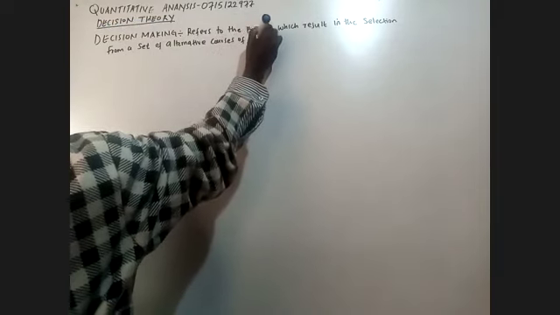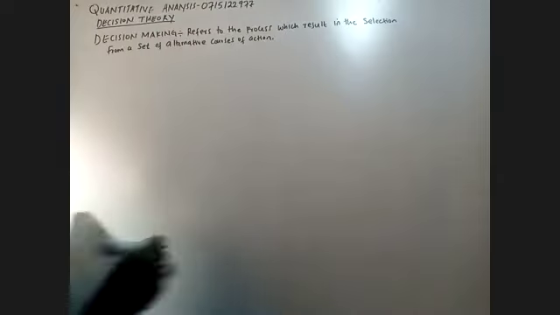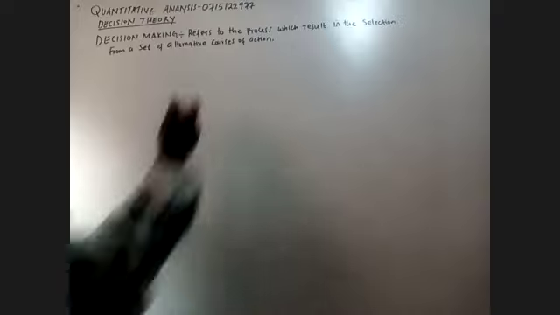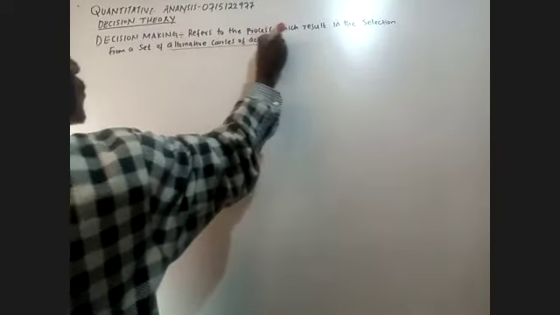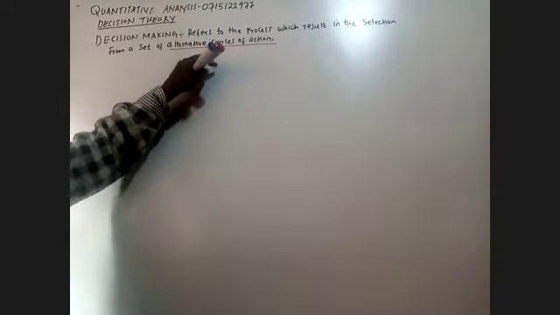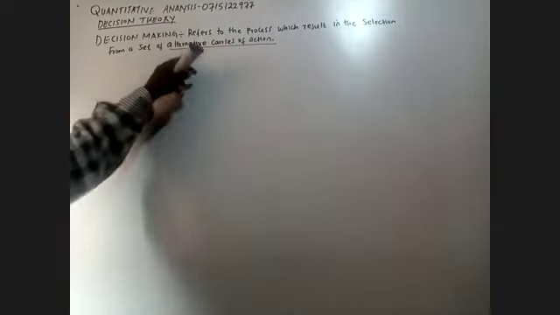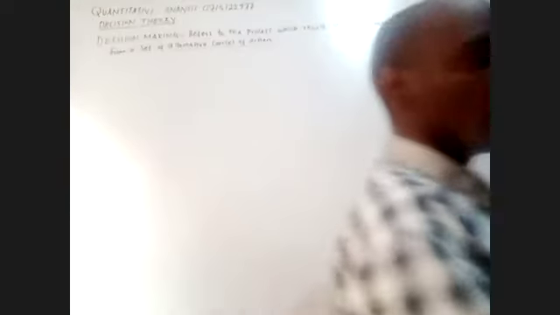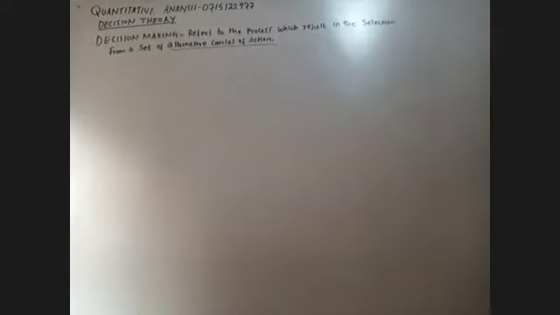Now your definition must have the words alternative course of action. For example, when we talk about course of action, these are the options. When we talk about alternative course of action, these are the options available to the decision maker to make a decision.